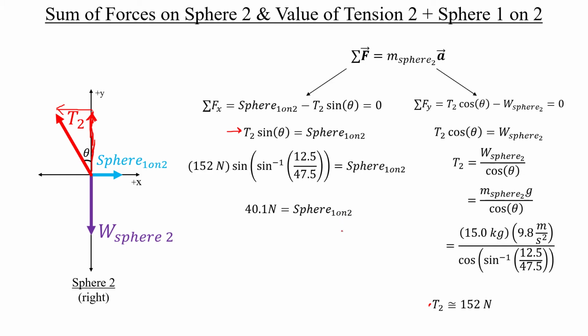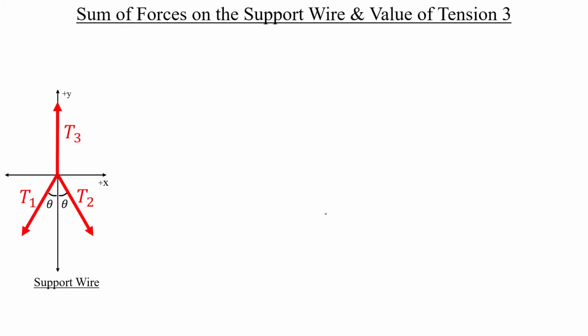So, in this case, we've verified our sphere forces acting on each other, and now we have T1 and we have T2. What's left? Well, we got to get T3. So let's move on to the sum of forces on the support wire. How do we do that?